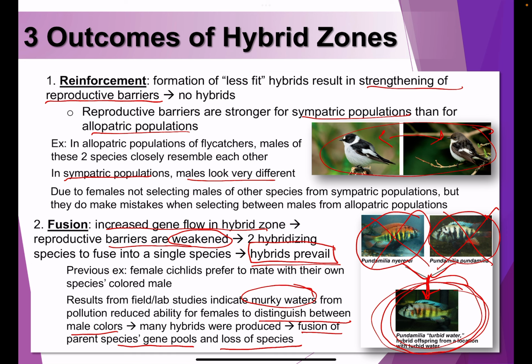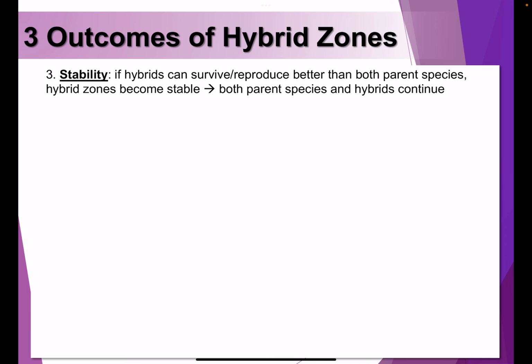So that's what we mean by fusion of hybrid zones. It becomes all hybrids in that particular area due to weakening of the reproductive barrier. More gene flow happens. Again, this fusion occurs when reproductive barriers are weakened. In this case, we have pollution that ends up with murky waters, and two species will end up interbreeding more frequently, leading to hybrids prevailing in this particular area.